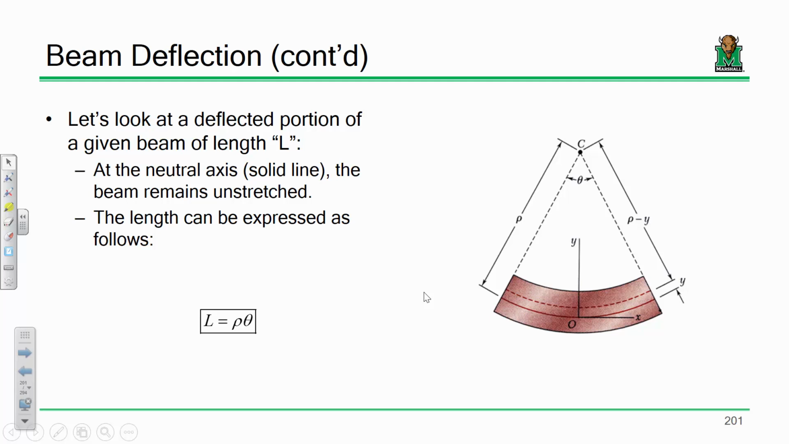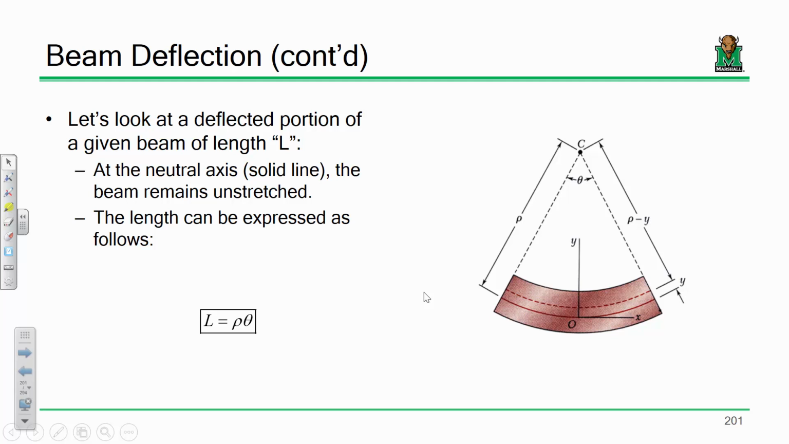Now, if you recall from bending theory, the centroid experiences no bending stress. Above the centroid you might experience compression, and below the centroid you might experience tension. But at the centroid, you experience no bending stress. So I think it stands to reason you're not going to experience any strain or any deformation at the centroid. In other words, once you deform the beam, the neutral axis remains the same length. Now, how long is the neutral axis?